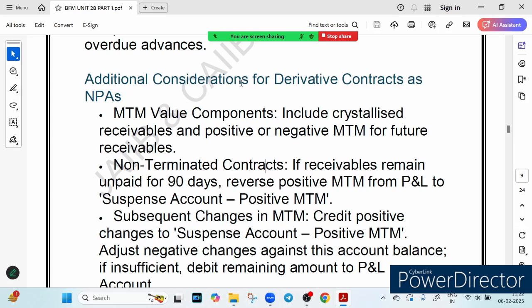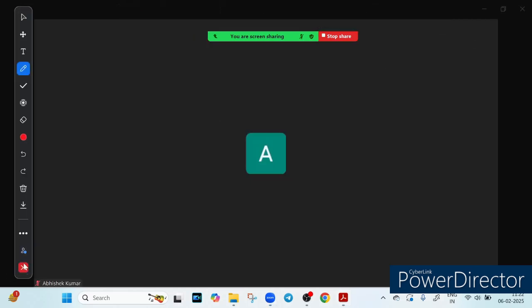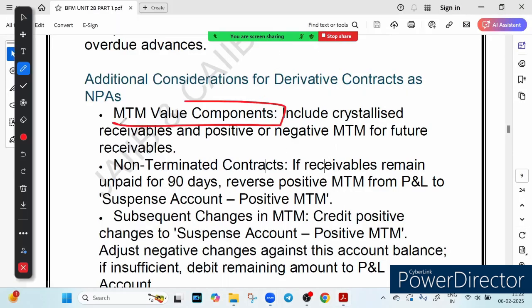So when we talk about MTM value components, you can see clearly written here, it means that we are talking about two things. The first thing is crystallized receivable, which means the money that has already been owed and recognized. So this is the money which we have already owed, right? Let me write it down. This is the money which we have already owed and recognized, right?